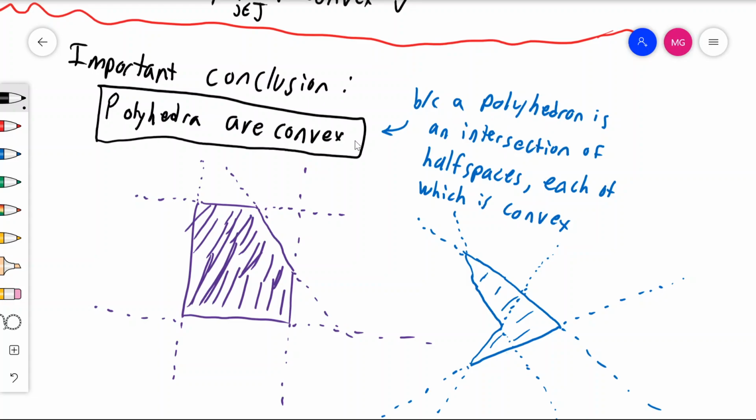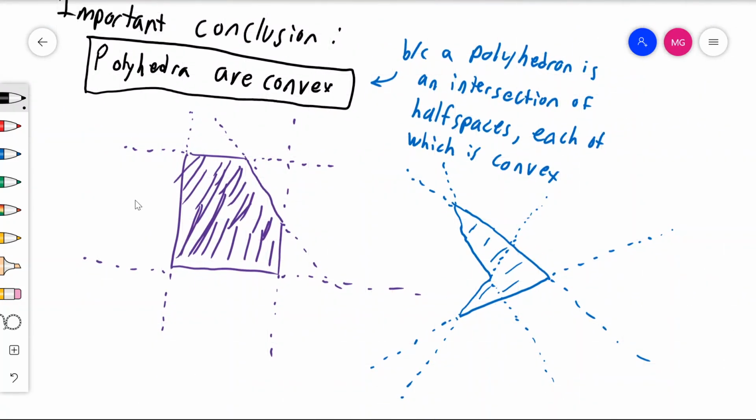And why is that true? Well, it's because of these facts that we just showed. A polyhedron is an intersection of half spaces, and each of those is convex. We've shown that half spaces are all convex, and then we've shown that the intersection of convex sets is also convex, and we already know that a polyhedron is the intersection of some finite number of half spaces. So we have an intersection of a bunch of convex sets, and that itself is convex. So there you go, polyhedra are convex.